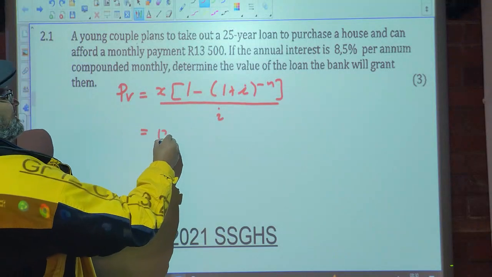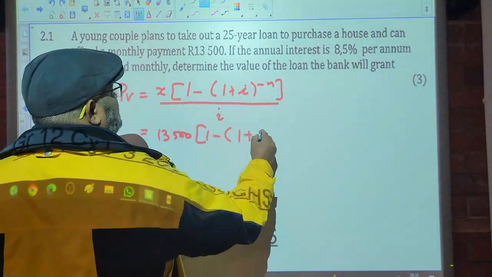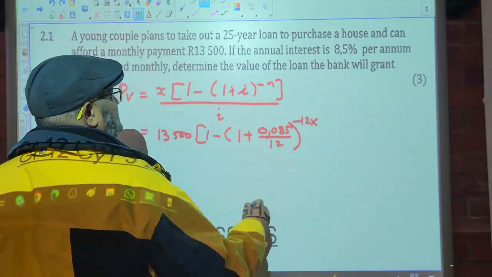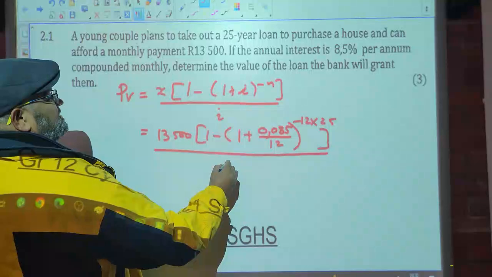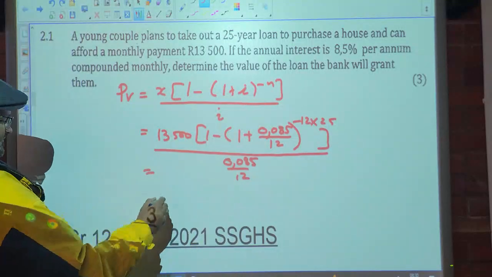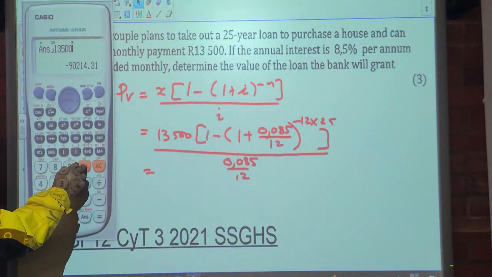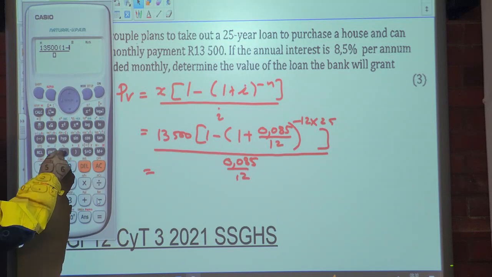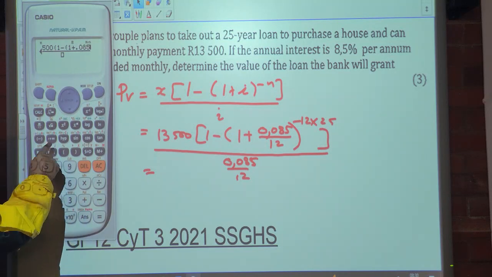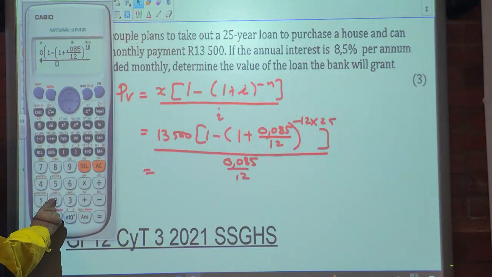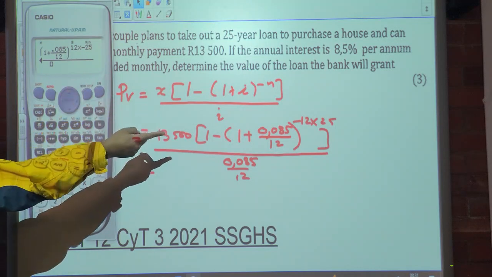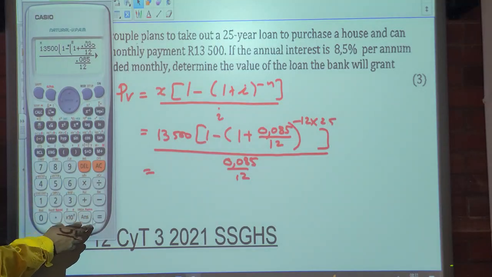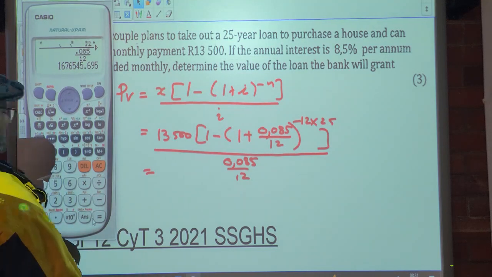Right, so what's the monthly payment? So 13,500 into 1 minus 1 plus 0,085 over 12, to the exponent negative 12 times 25, and this is all over 0,085 over 12. That correct? 1,676,545.